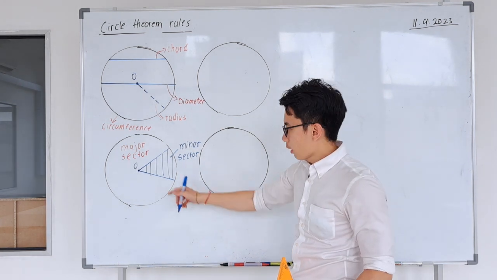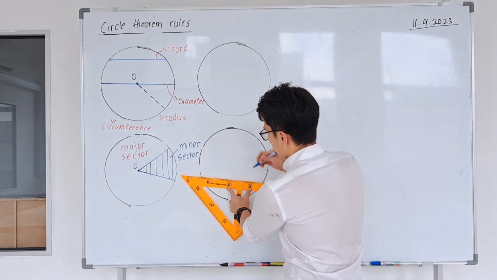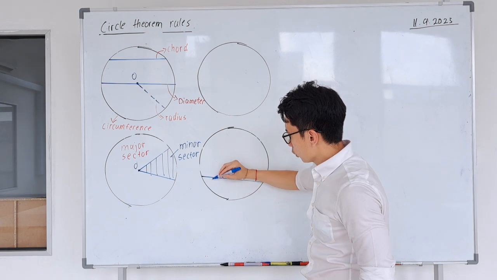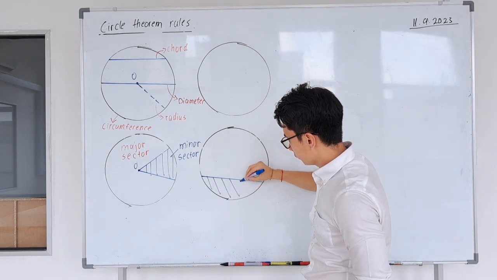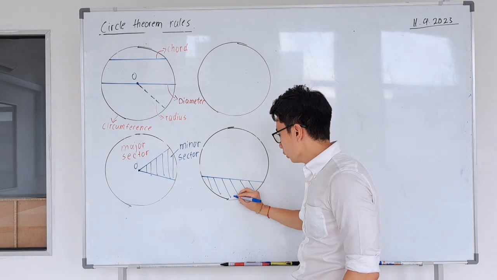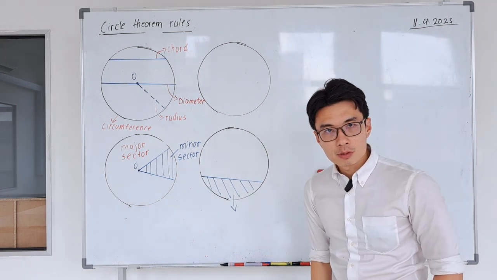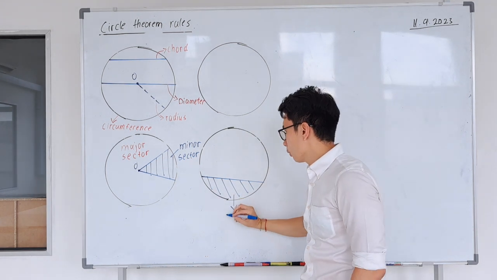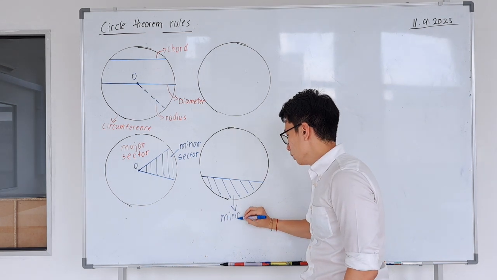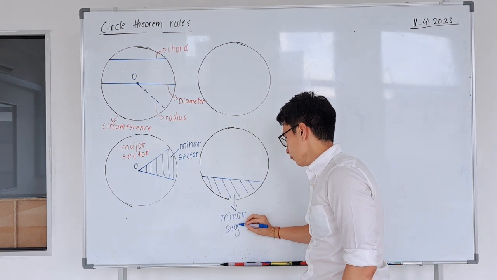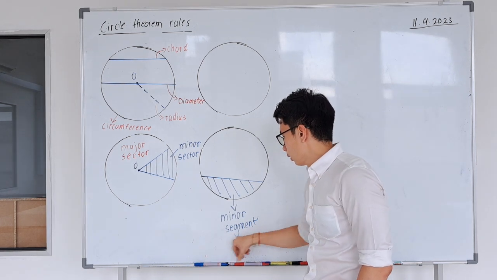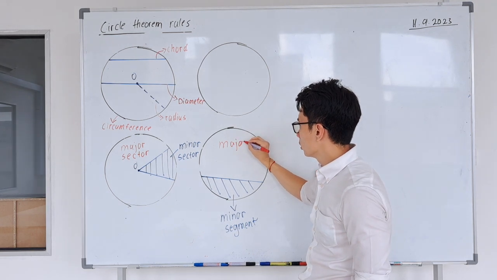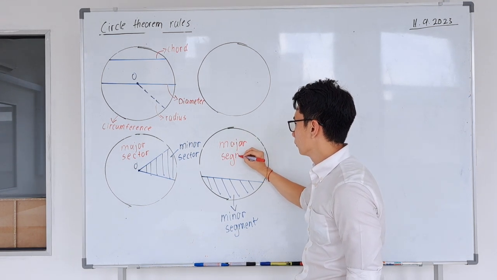Right, same thing over here. Instead of having two radii, I can draw a straight line, which is a chord. So you will notice over here, there's an area. We call this area a segment. So same thing, I have a smaller segment and a bigger segment over here. So we will call this a minor segment. Okay, and for the bigger one, we will call this a major segment.